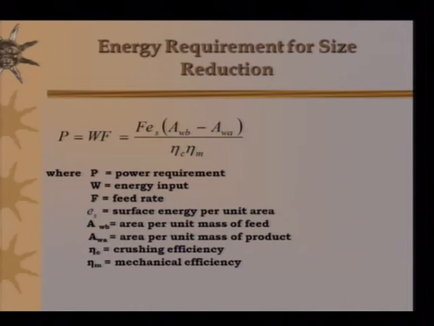Here I would like to point out that A_WB is the area per unit mass of feed. The feed is certainly bigger in size, whereas A_WA is the area per unit mass of product, which is certainly smaller.